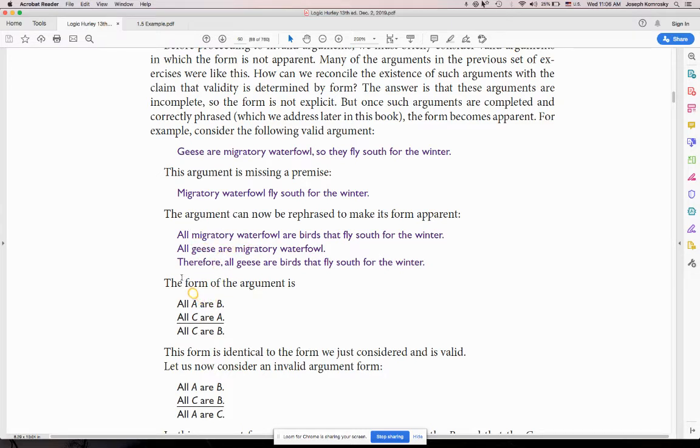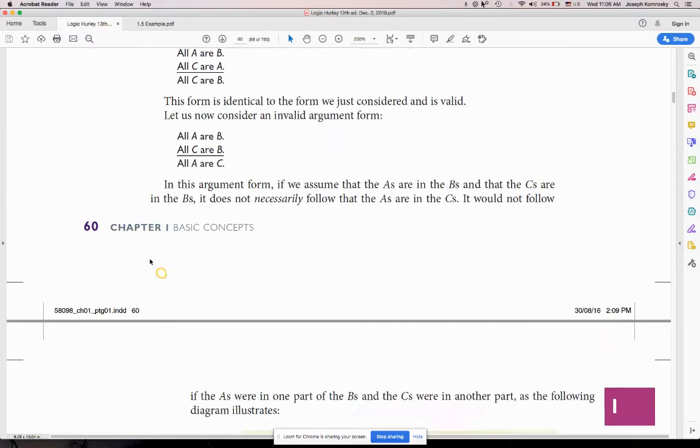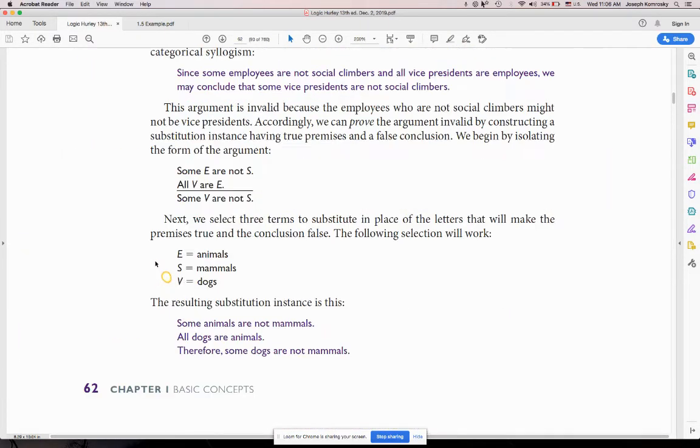So I would say, Hurley, to be a little bit more consistent, you should say all M are B and all G are M. You know what I mean? You take the first letter of the word. And what he does is he just says all geese are migratory or whatever, all C or A. And I would say, no, just make the letters match right here. Okay, this will make sense when we go to the homework example.